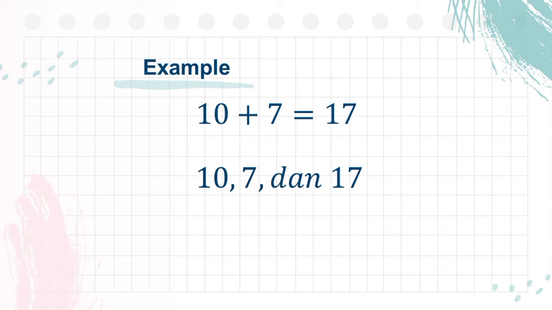The second example, 10 plus 7 equals 17, where the numbers 10, 7, and 17 are constants because there are no variables, so there are no coefficients.